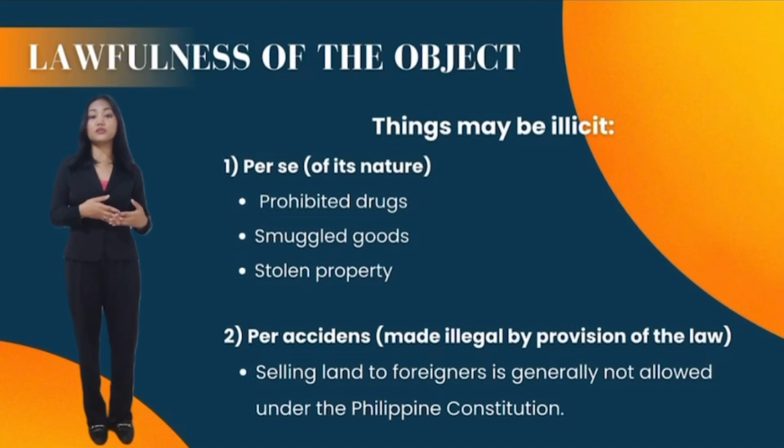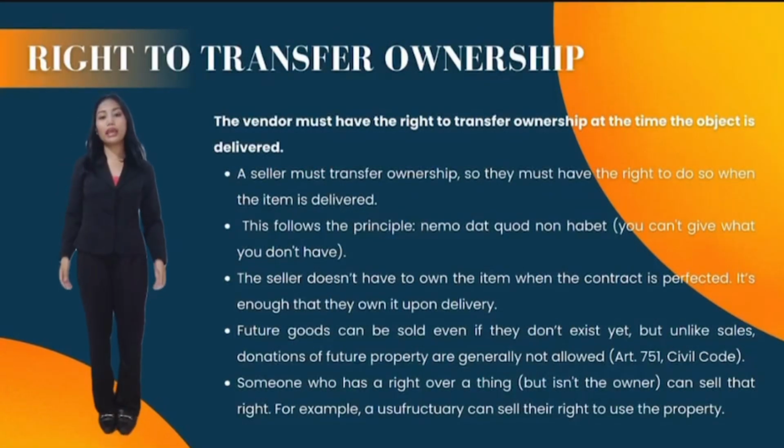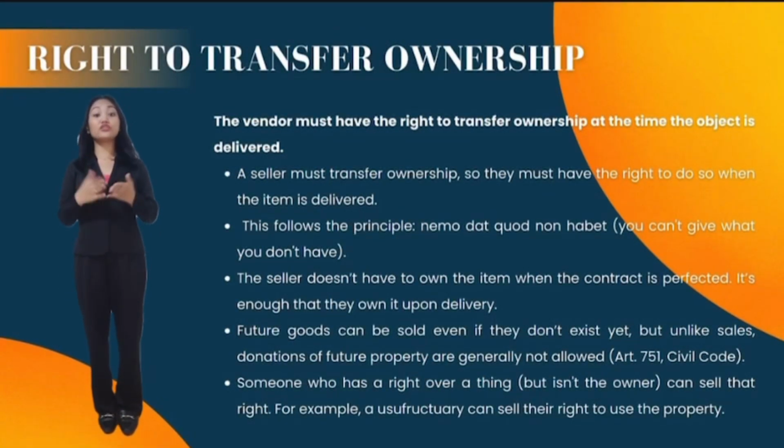The second one is illicit per accidens. It is made illegal by law in a specific situation. In this case, the object might not be illegal on its own, but it becomes illegal because of certain circumstances or legal restrictions. For example, selling land to foreigners is generally not allowed under the Philippine Constitution. Land is not illegal per se, but selling it to someone who is prohibited by law, like a foreign national, makes the sale illegal.